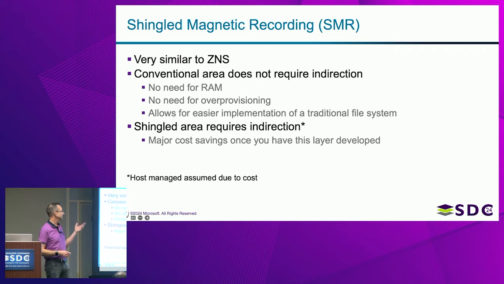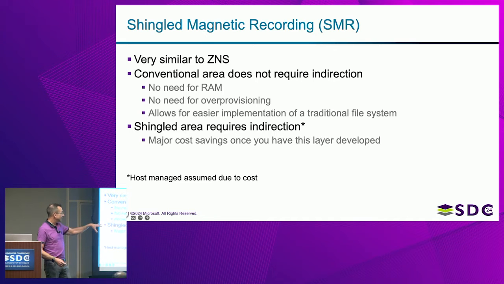But there's no over-provisioning, there's no RAM, there's no logic in the drive. It's just writing in the traditional way that a drive would write. And so that allows for some easier implementation of some traditional file systems. It just gives you a place where you can squirrel away some data that you can overwrite, which is convenient. The ZNS drives don't have that.